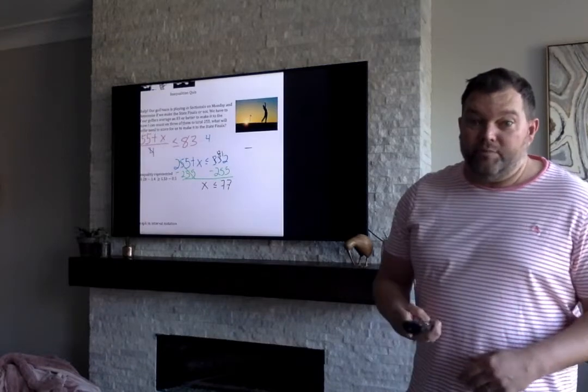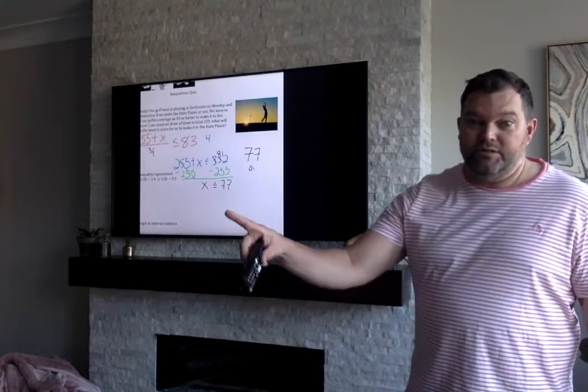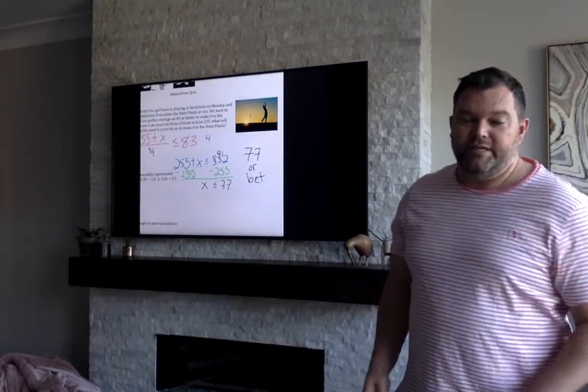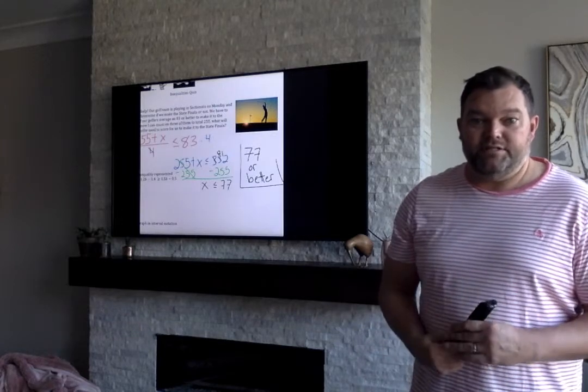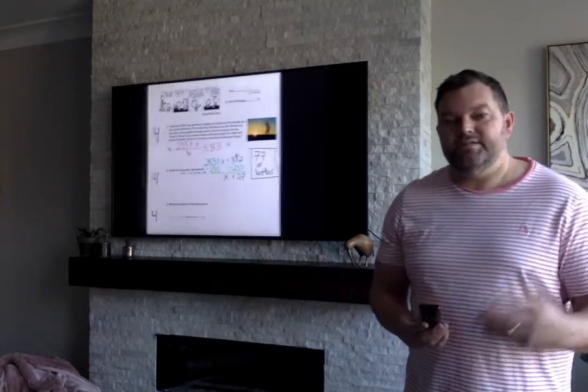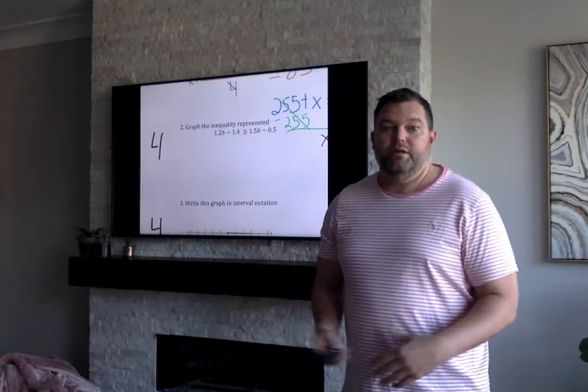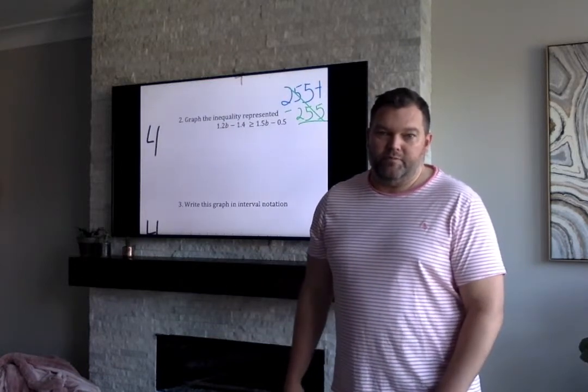Now remember, this is a word problem, so you don't want to leave your answer like this. We would just say that the golfer needs to score 77 or better. You could say 77 or lower if you want, but that's an acceptable word problem answer.